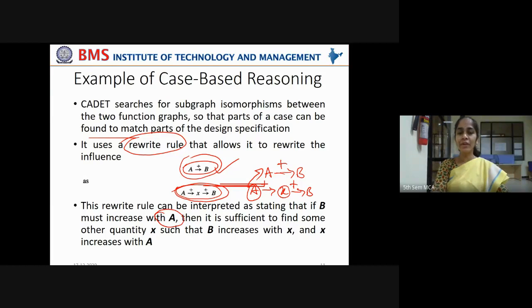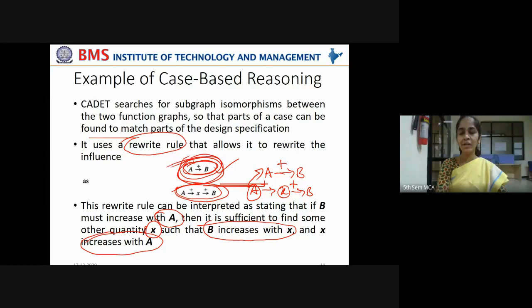Then it is sufficient to find some other quantity X. If at all you can find a solution with some other quantity X such that B increases with X, and X increases with A, it is the same as B increasing with A. I'm repeating again, whenever there is a rule that has to be met, a functionality that has to be met, like B is increasing with A, then if exactly the same type of structure meeting that functionality is not available, what you can do is find some other quantity X such that B increases with X and X increases with A. It is indirectly that B increases with A, right?